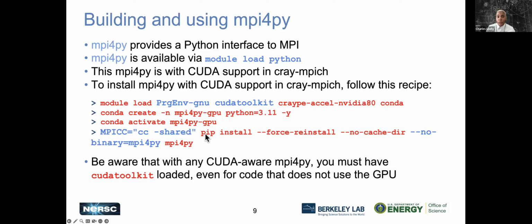So one thing that we caution and advise about is making sure that users are aware that for the CUDA-aware MPI4Py, you have to load the CUDA toolkit. That's just another thing that people need to be aware of, because a lot of times you might get errors such as not found, and it's because you haven't loaded the appropriate toolkit.